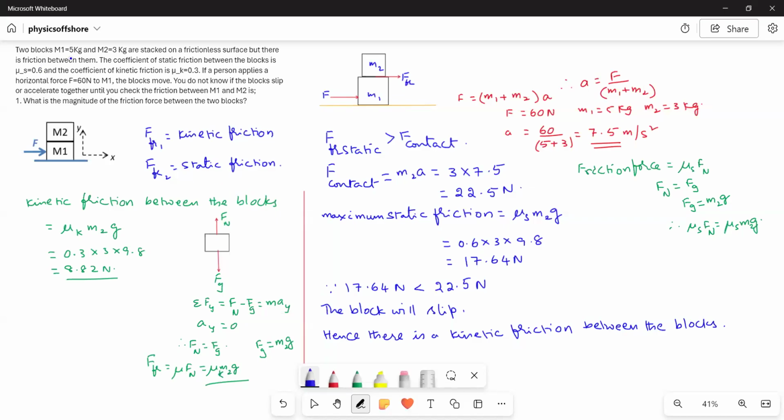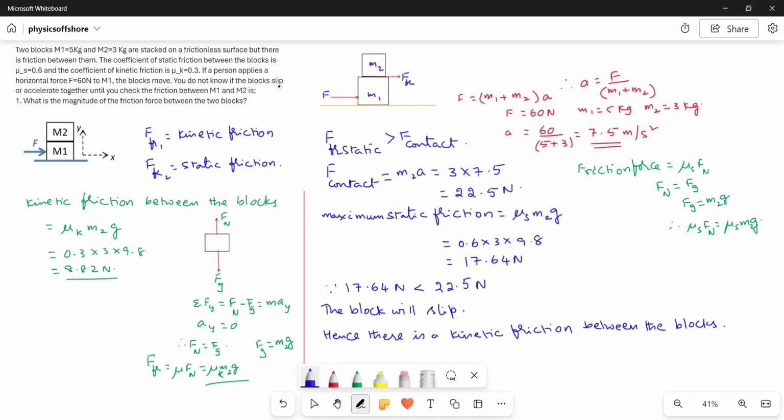Two blocks, M1 5 kilograms and M2 3 kilograms, are stacked on a frictionless surface, but there is friction between them. The coefficient of static friction between the blocks is 0.6 and the coefficient of kinetic friction is 0.3. If a person applies a horizontal force of 16 newtons to M1, that is the lower block, the blocks move.